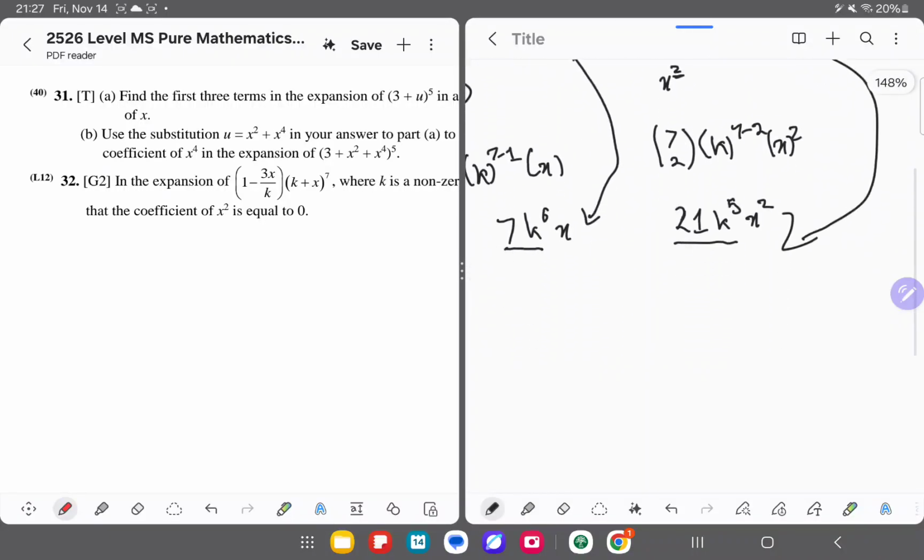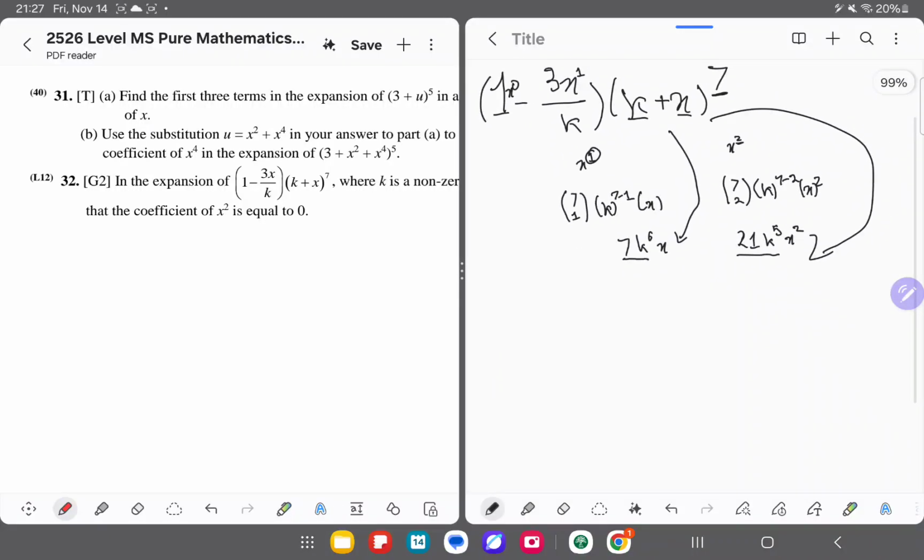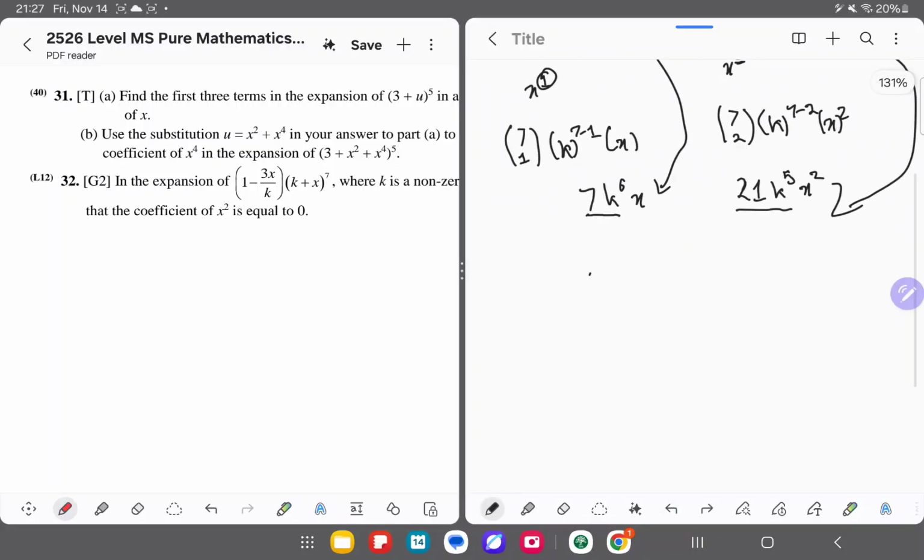Okay, now what I'll do, I'll partially write the expansion of this binomial. What I mean by this is that I'll just be expressing, I'll show what I mean here. I'll write dash dash plus 7k power of 6 multiplied by x plus 21k power of 5 multiplied by x power of 2 plus dash dash. I forgot to put plus there.